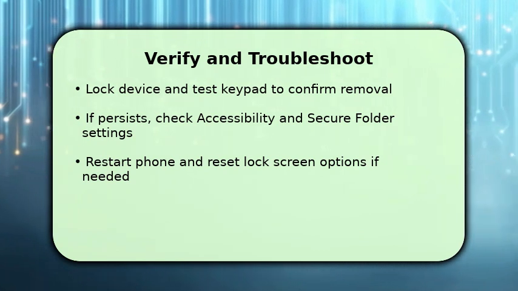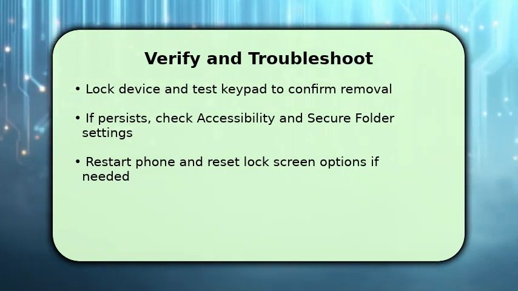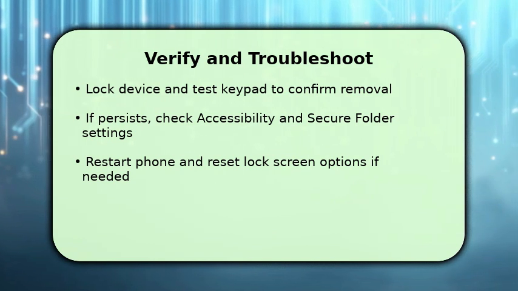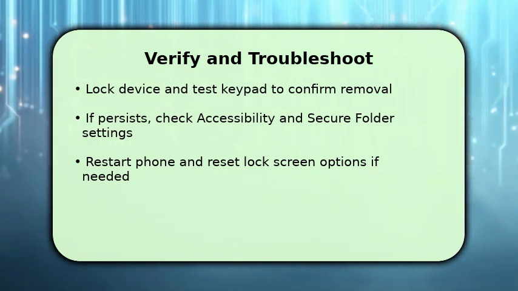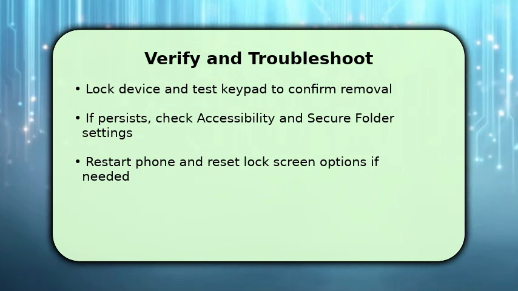If needed, restart the phone, then reopen lock screen settings and reset those options again. As a troubleshooting tip, if removal fails, temporarily change the lock type: PIN, then pattern, then none.